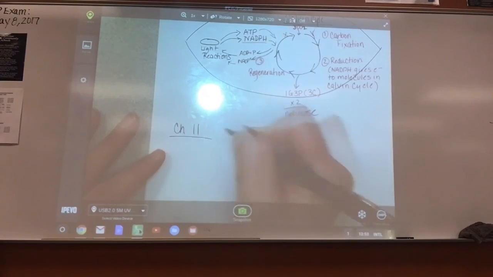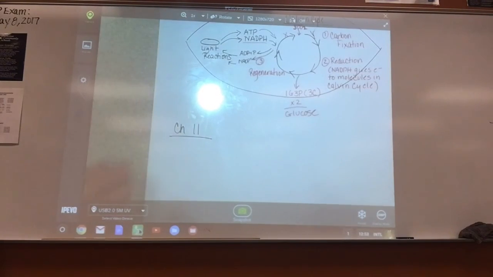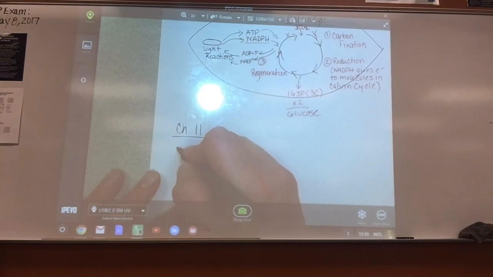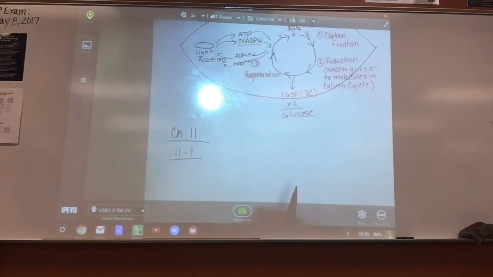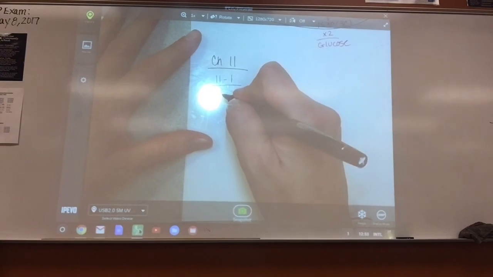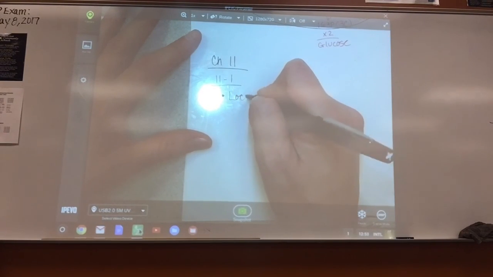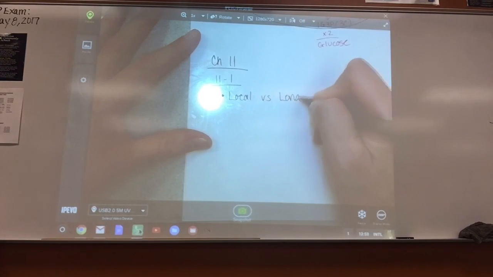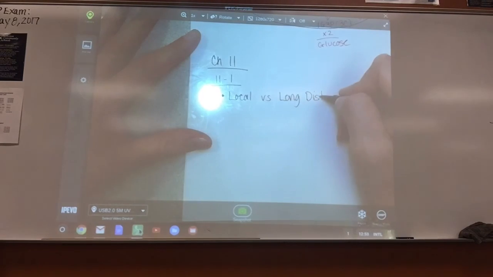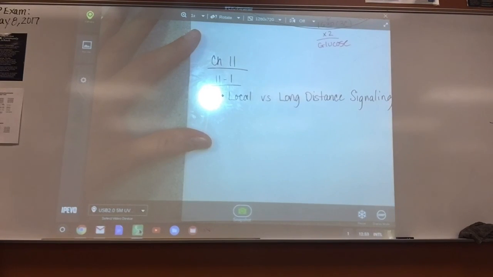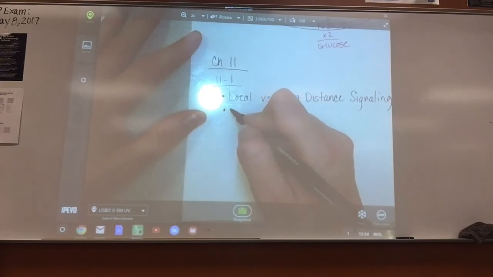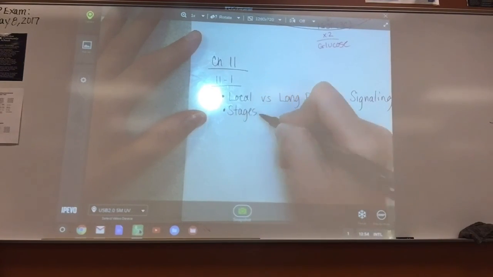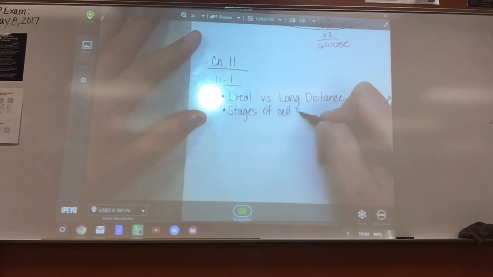Then we get the second stage, which is transduction. When transduction occurs, we often call it a signal transduction pathway. And sometimes within that, you get what's called a phosphorylation cascade. I'll review that. That means molecules are phosphorylated. So let's go over that.